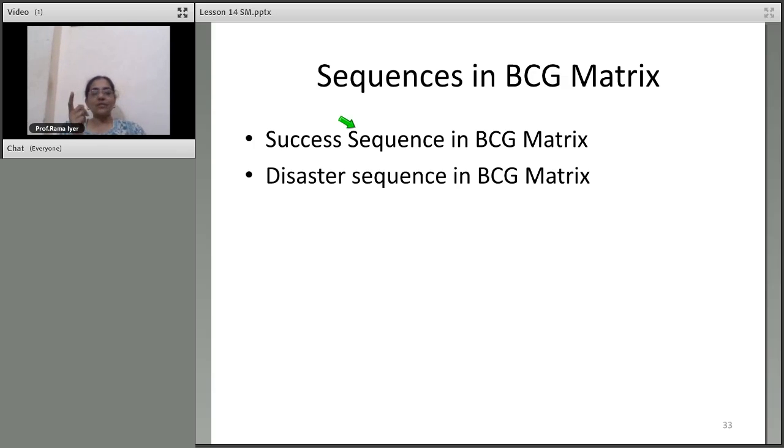Now comes your disaster sequence. What happens in the disaster sequence is, the product which is a star, instead of moving towards becoming a cash cow, becomes a question mark and then becomes a dog. Finally, it will have to be removed. You understand? Very easy.